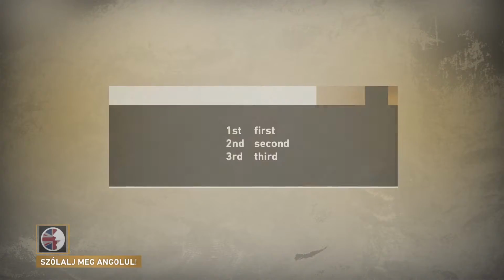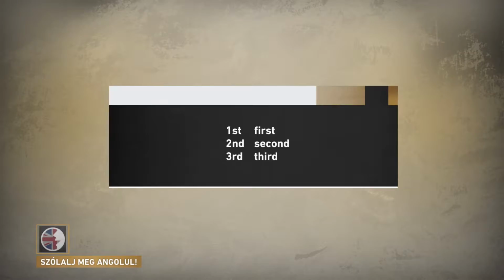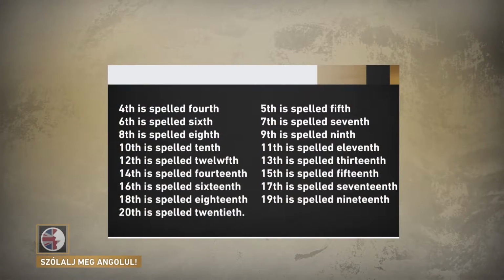Okay, what about spelling? How do we spell them? Okay, first is spelt first, F-I-R-S-T. Second is spelt second, S-E-C-O-N-D. And third is spelt third, T-H-I-R-D. Okay, that's first, second, and third. What about the spelling for the ordinal numbers from 4th to 20th?